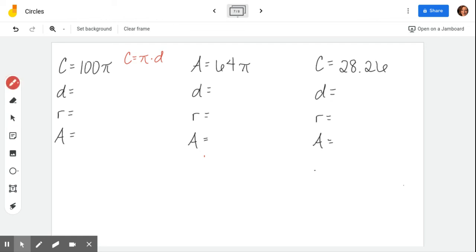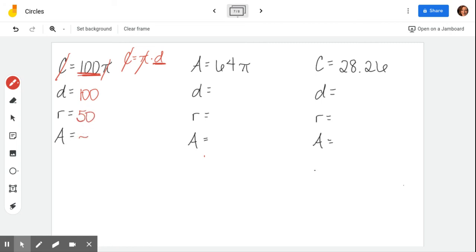I've got pi in each one. So that means 100 must be the same thing as the diameter. So for the diameter, I'm going to put 100. Radius is half of that, so that would be 50.